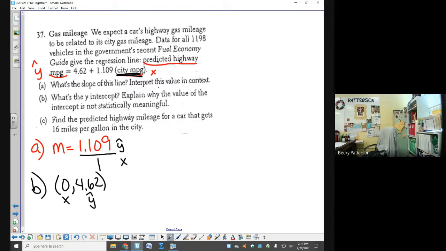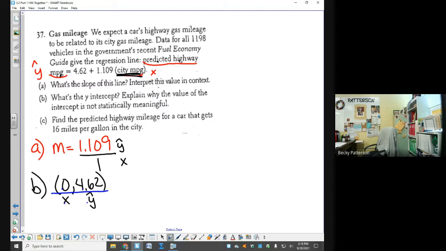So the slope is a changing, breathing thing. Like for every one of these, this is predicted to increase by this. The y-intercept is your starting value. When the city miles per gallon is 0, so when your car gets 0 miles per gallon in the city, it is predicted to get 4.62 highway miles per gallon. Do y'all see the difference between the two statements? Slope is like a moving and a shaking. The y-intercept is a standstill. It's a when this happens, this happens.